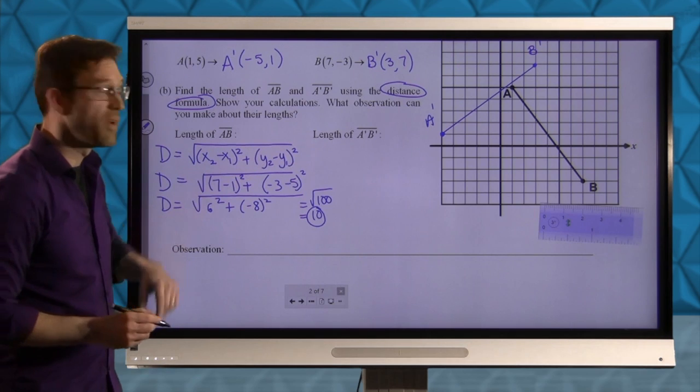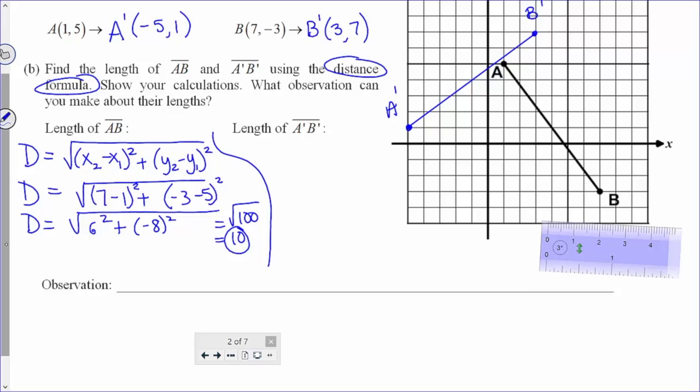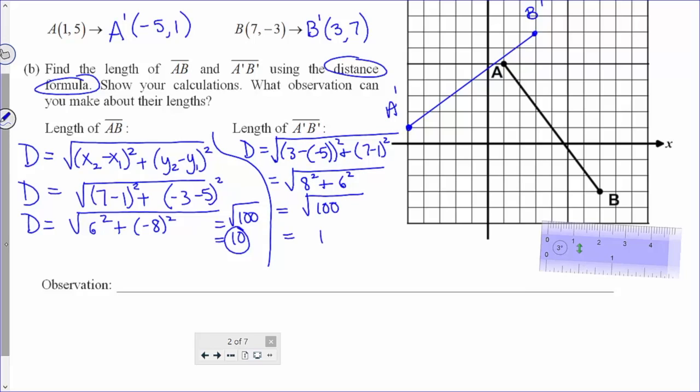Let's take a look at the length of A prime B prime. I'm not going to rewrite the formula out, I'm just going to start to apply it now. I'm going to have to squeeze it in here a little bit, but I think we can do it. For A prime B prime, the difference in the x coordinates is 3 minus negative 5, which I need to square. And then the difference in the y coordinates is 7 minus 1, again squared. 3 minus negative 5 is 8 squared. 7 minus 1, obviously 6 squared, which gives us the square root of 100, and that's 10.